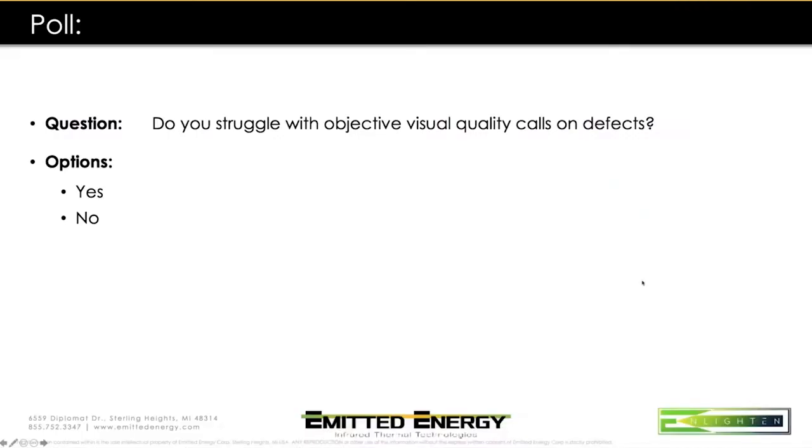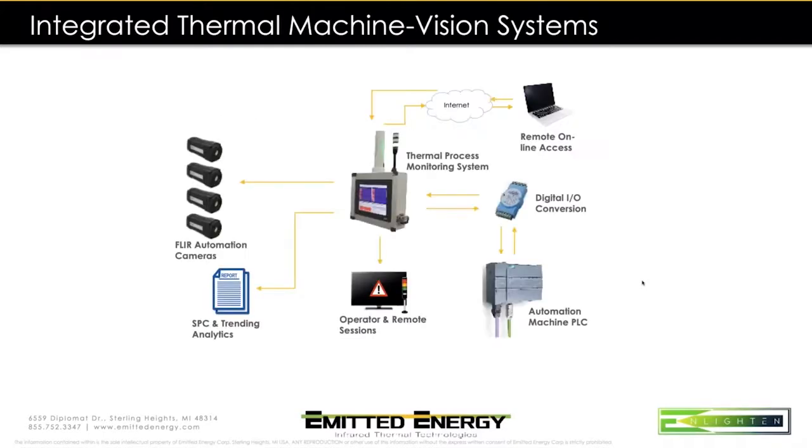So based on that, that's kind of where we really fit into this. For those that do struggle with that, again, we're looking at checking every part during the manufacturing or the assembly process and making those calls in a live inline event. So what we have put together is what I'm going to call an ecosystem. It's just a thermal machine vision system, and what we term a thermal process monitoring solution.